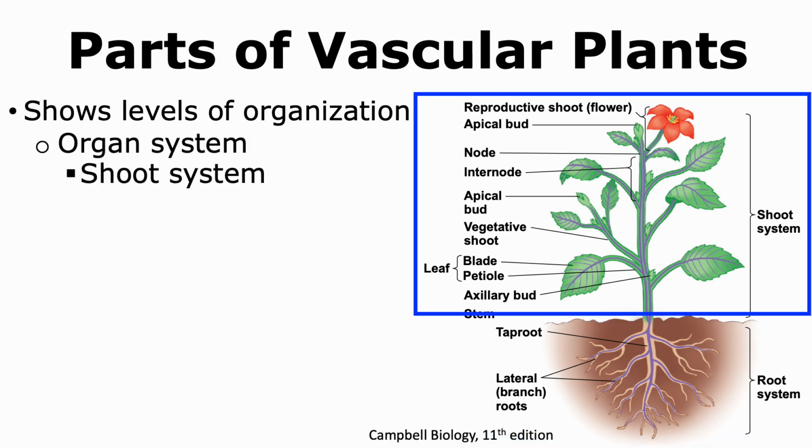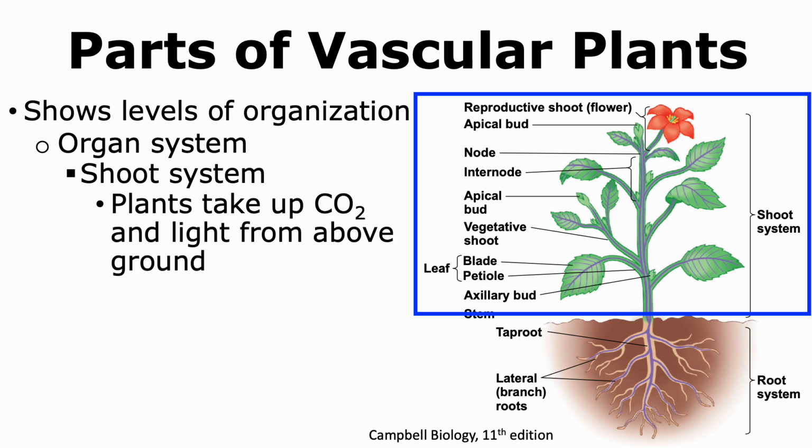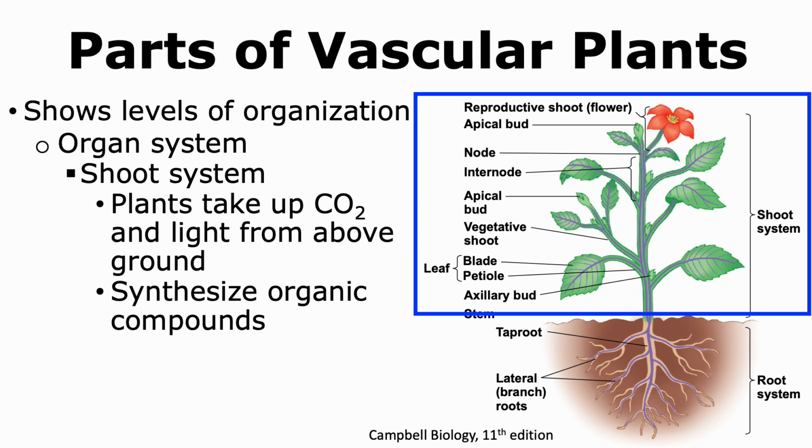Unlike the root system, the shoot system is present above the ground. Its primary function is to take up carbon dioxide and light from above the ground and synthesize organic compounds. Another function is similar to the root system, which is to provide support to the plant.